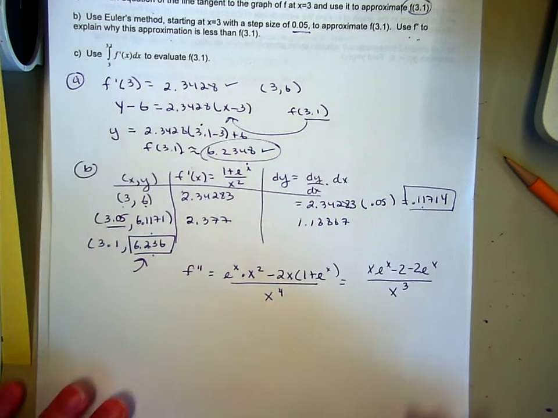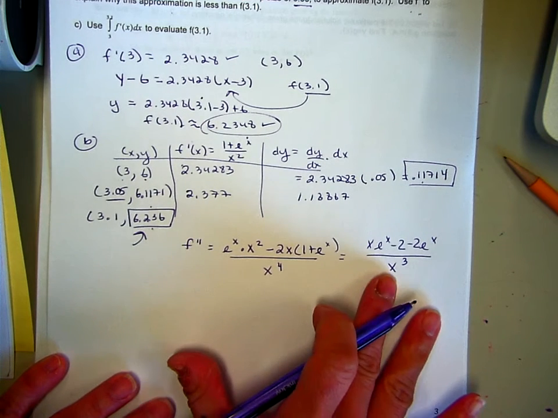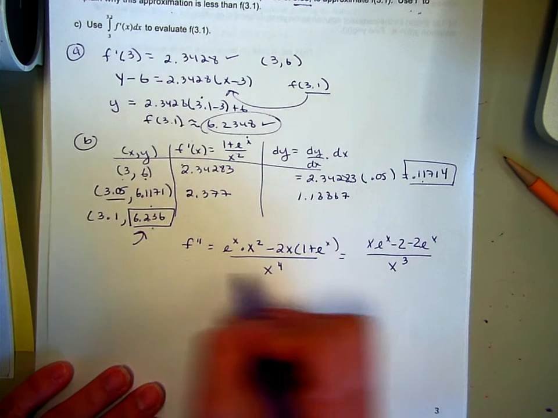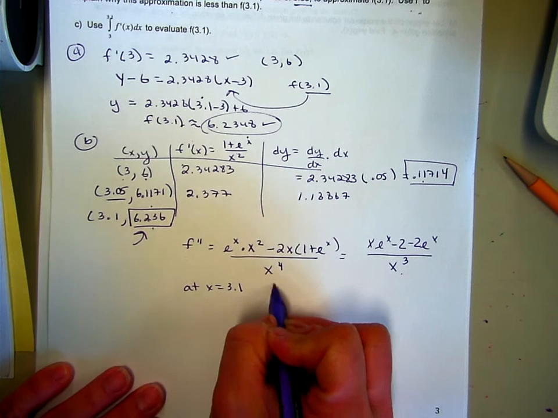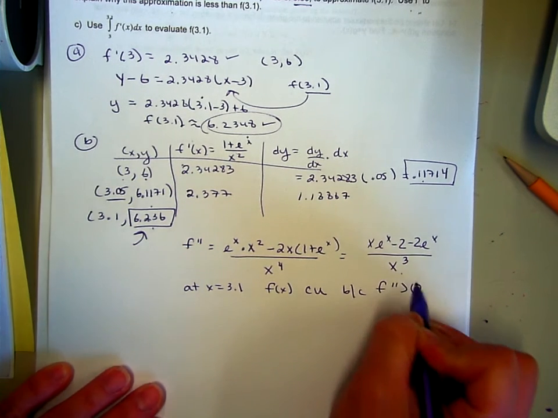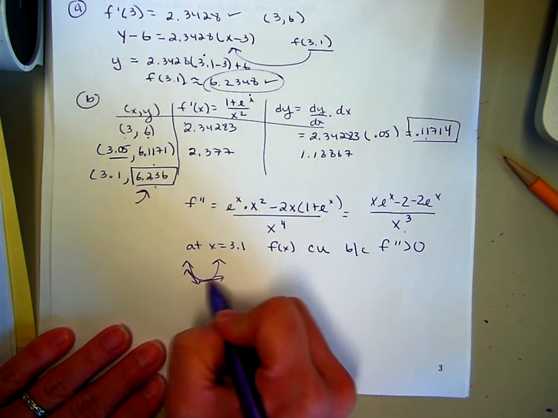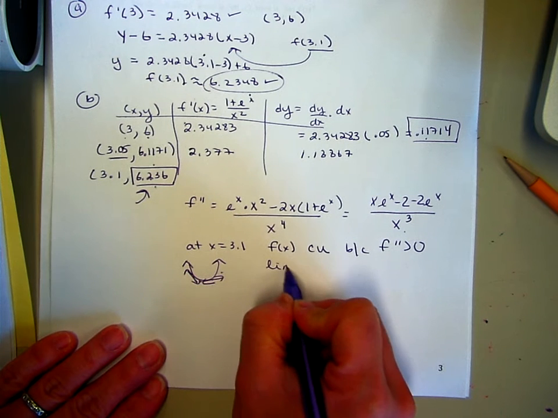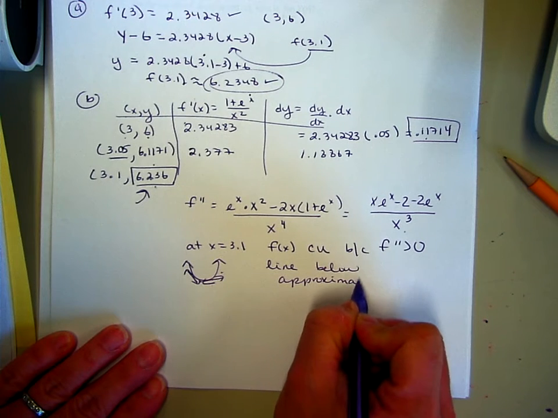Okay. Now you have a calculator. Now if you look at this graph at 3.1 or any values around 3, you're going to notice that this is positive. So at x equals 3.1, f of x is concave up because f double prime is positive. So think about what we learned about the tangent line. What does that tell you about your tangent line? It is under the curve if the graph is concave up. So the line is below, so the approximation is less, which is what they're asking you to check.